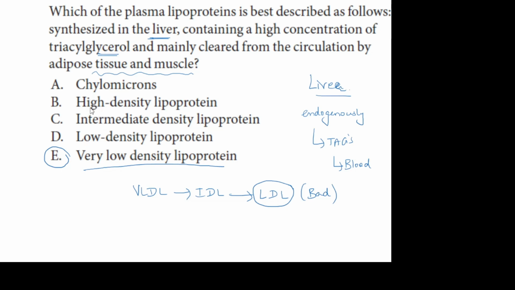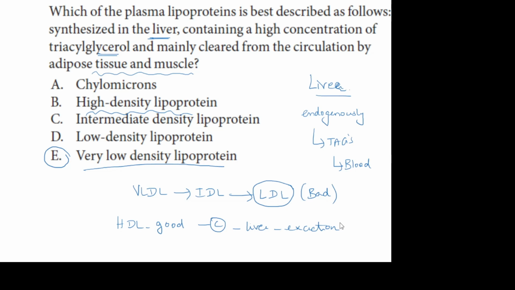Now the only thing which we have left out is our HDL. HDL is a good cholesterol because it transports all the cholesterol to the liver for excretion in the form of bile. So these are the various lipoproteins. We have seen chylomicrons, which are synthesized in the intestine and increase after a fat-rich meal high in triglycerides. We have the VLDL, which carries the endogenously synthesized triacylglycerols from the liver to the other tissues.